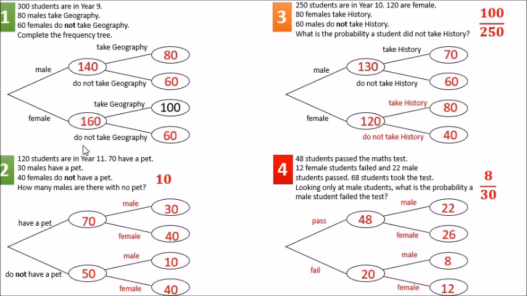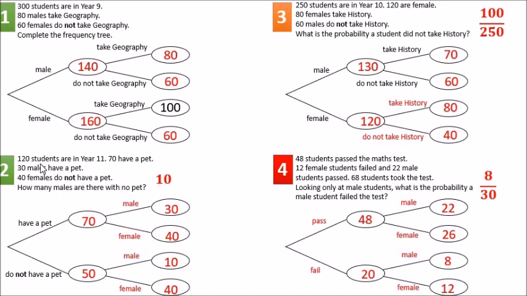If there are 300 students in year 9, that means the total number of males is 140. And because we already know that we have 80 here, it means this has to be 60, and therefore we're done. No probability is being asked for there.